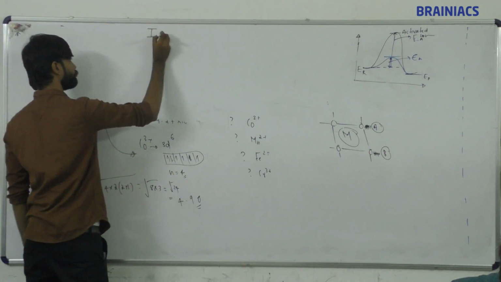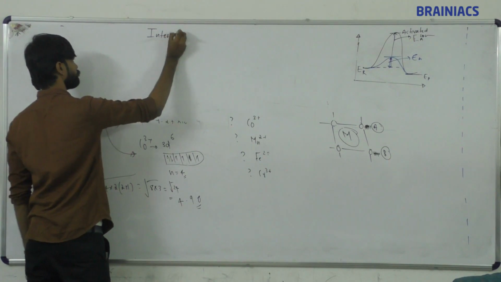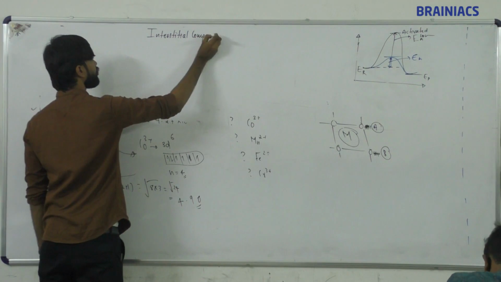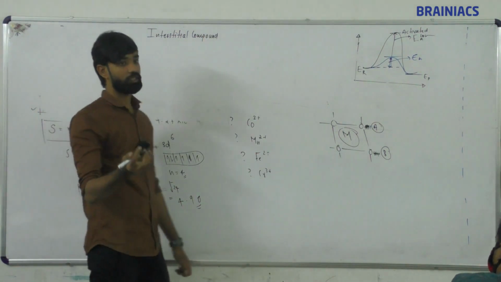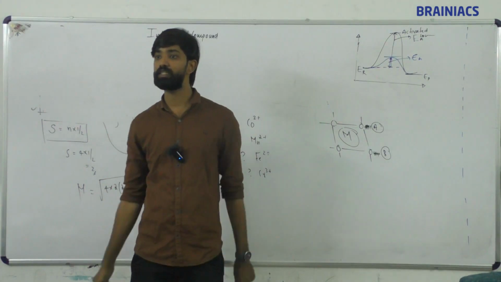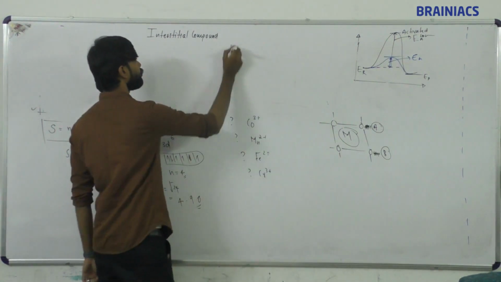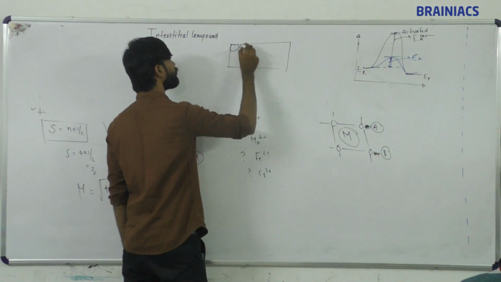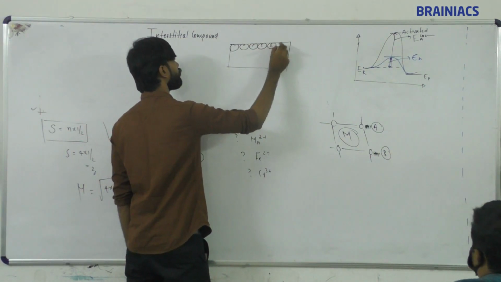Interstitial compounds are small molecules like hydrogen, carbon, nitrogen, which are trapped in the interstitial site. Interstitial site means the void site other than the lattice, right?